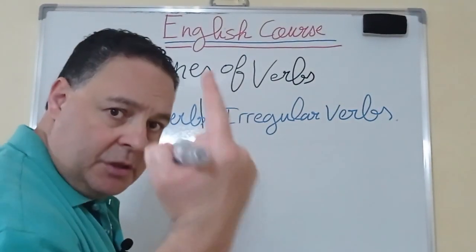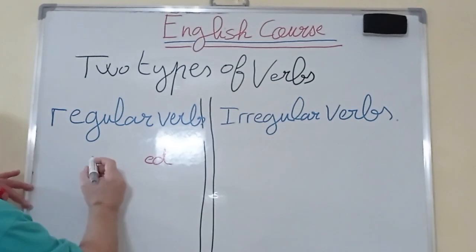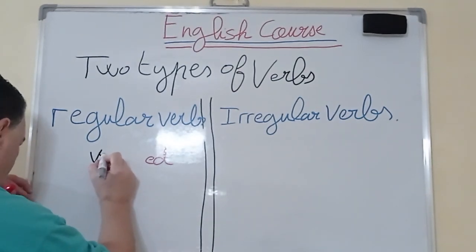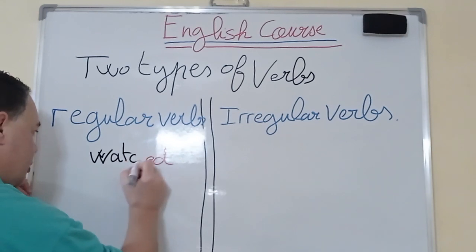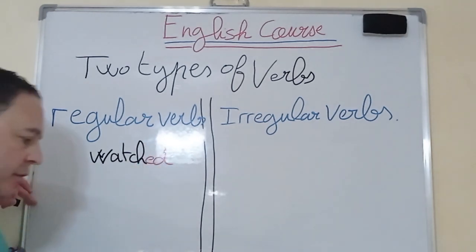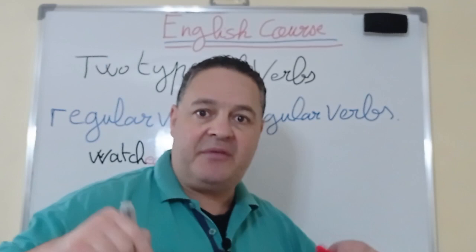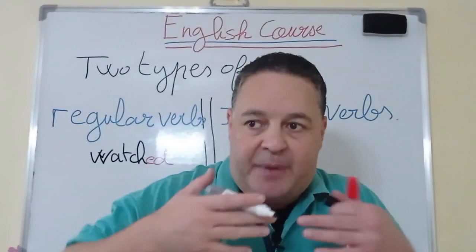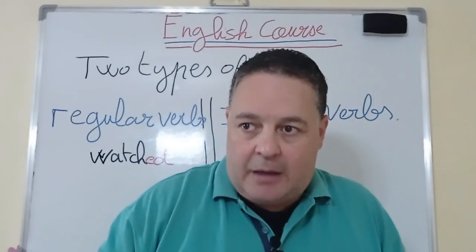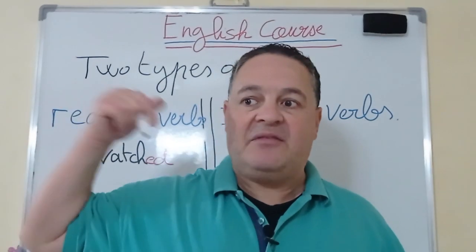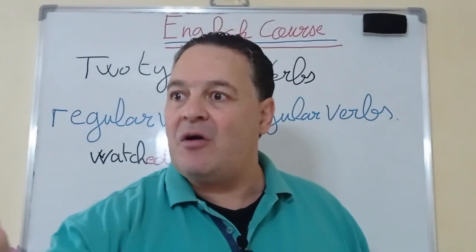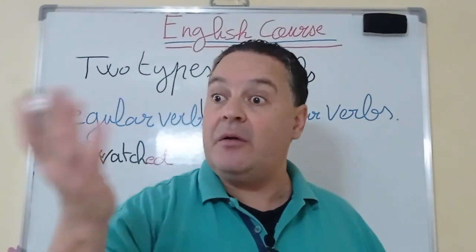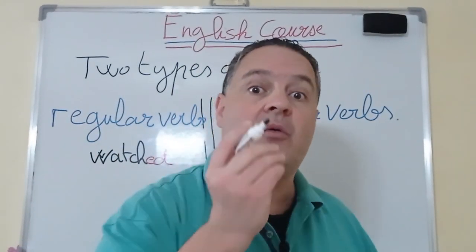I'm talking about one verb. So, watch. In the present tense, I say, I speak. Now I speak. Yesterday I spoke. So it's an irregular verb. Watch is a regular verb.